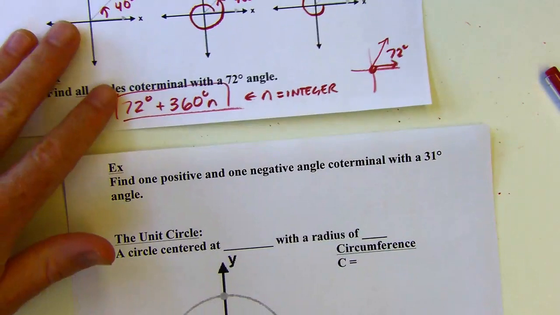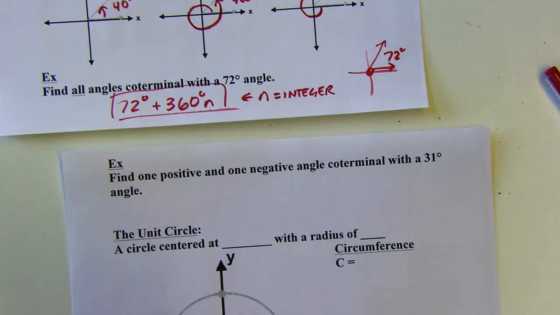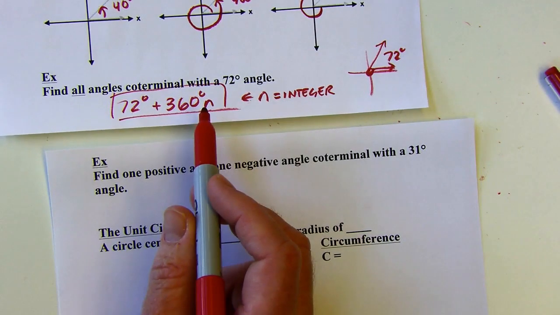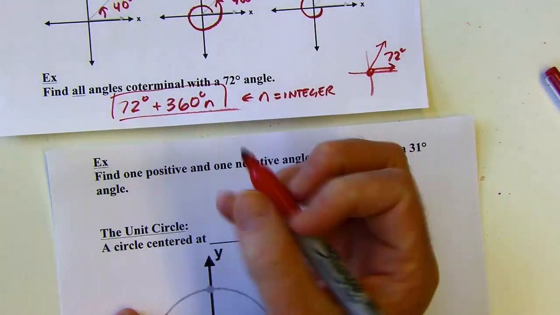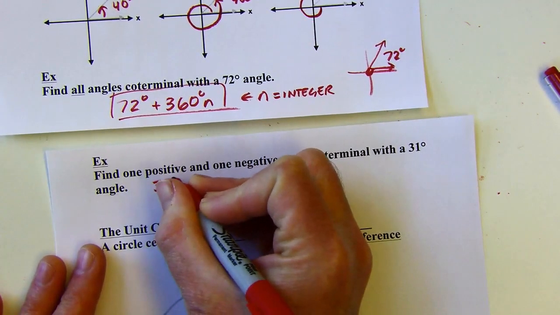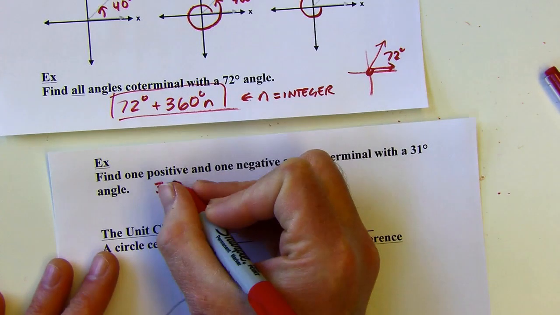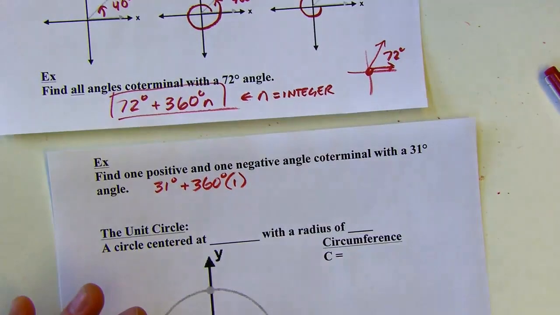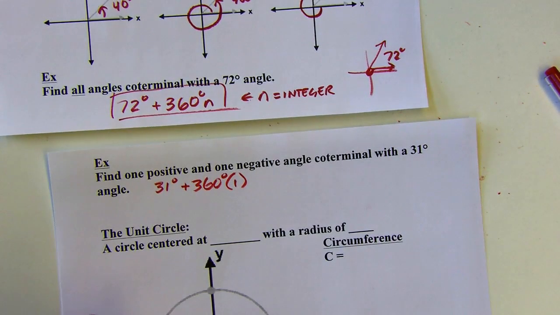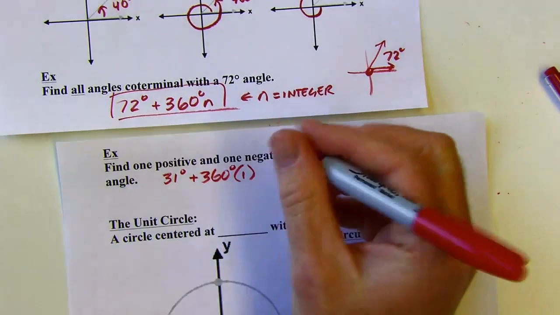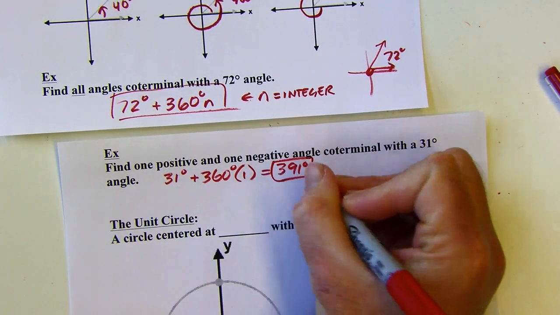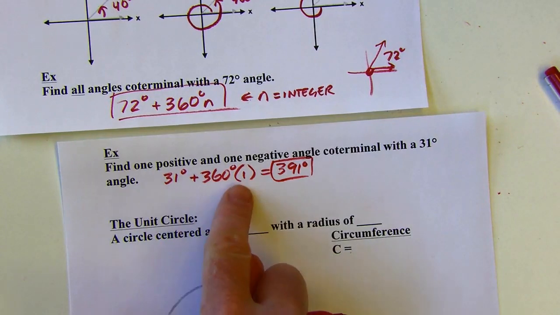Okay, so on this next page, we're going to be asked to find one positive and one negative angle that are coterminal with a 31 degree angle. So I could say all of the angles would be 31 degrees plus 360n. And you can start with that. But if I want to actually list a positive and a negative one, I'm just going to add one full spin in the positive direction. I could have added 2 or 3 or 4, but I might as well do the least amount of spins that I can. That's going to put me at 391 degrees. So there's a positive angle that's coterminal with 31 degrees because it's a full 360 away.